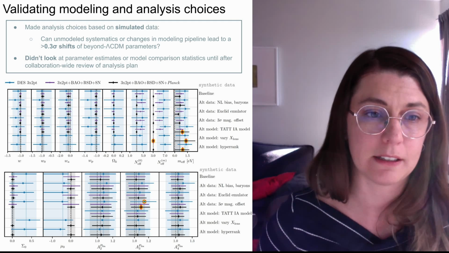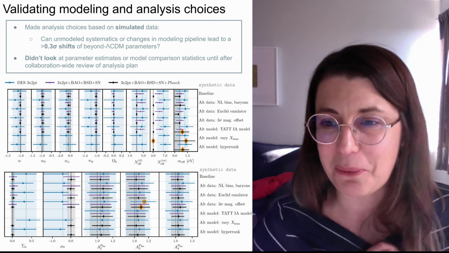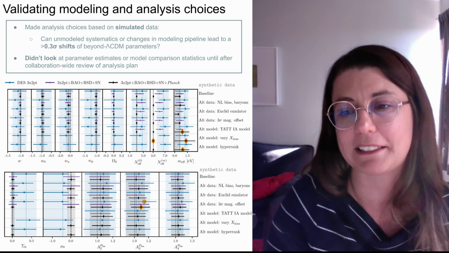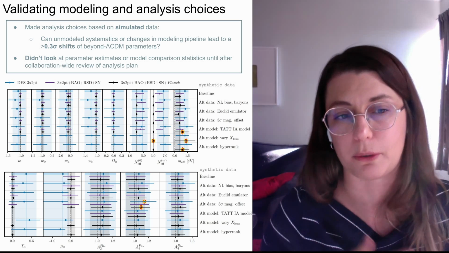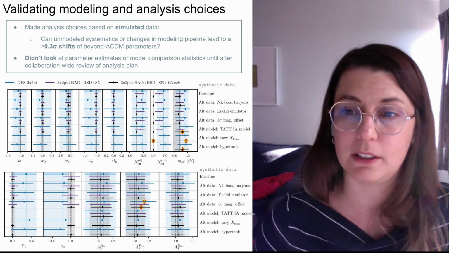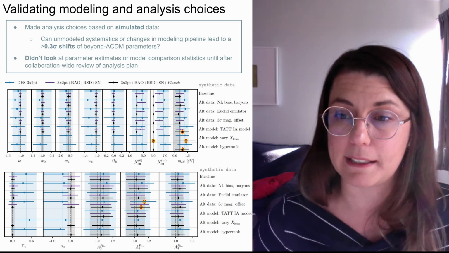So I'll spare you walking through what this plot is, but it's basically an example of something that we use to go through and check robustness to a bunch of different choices that could have been made in the analysis.